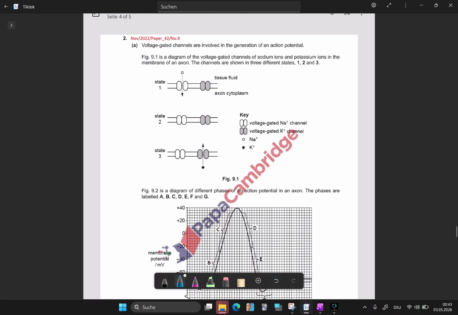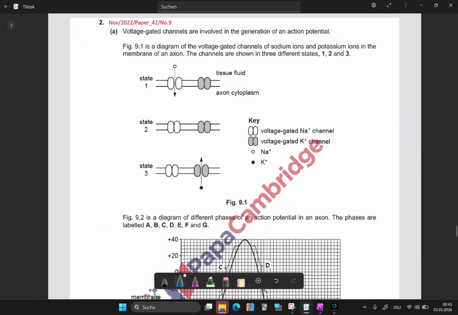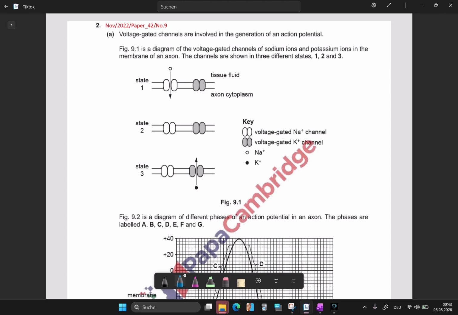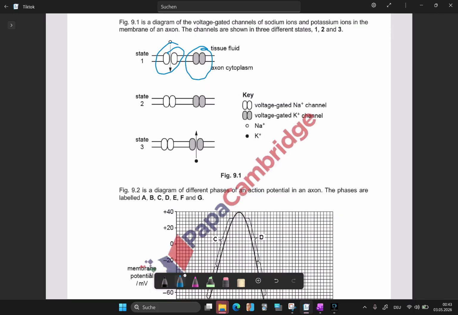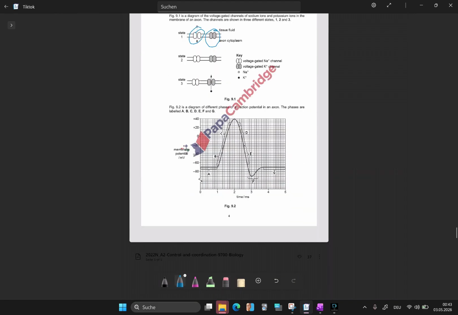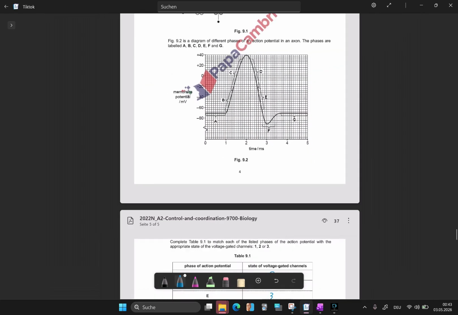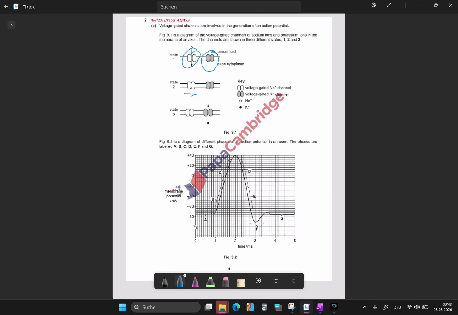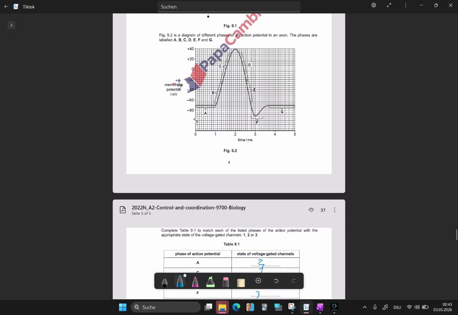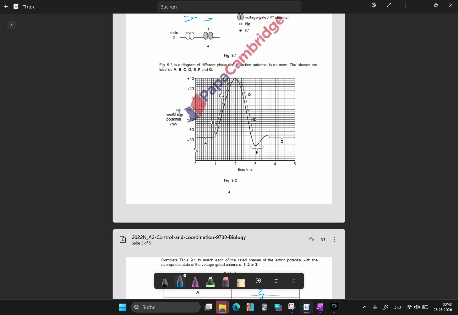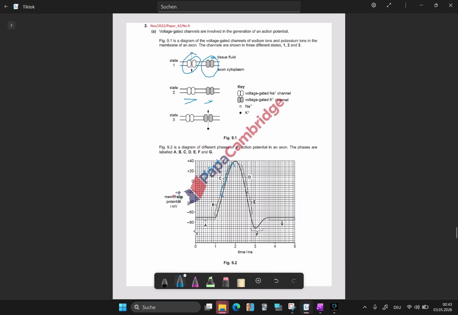Okay, this question also seemed hard, but it's actually quite easy. It's showing us 3 states of channels. Okay, so this one is the voltage-gated sodium ion channels, and this is the potassium. Okay, so here he wants us to describe what happens during A. So during A, both of them are closed. Okay, so we're going to say state 2. And then during C, that's the time where the sodium ion channels are open and the potassium are not yet. Okay, so it's state 1.